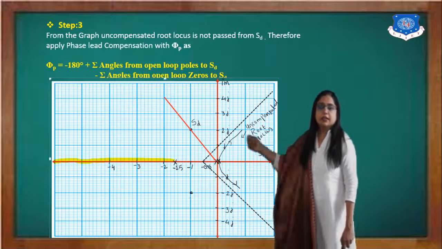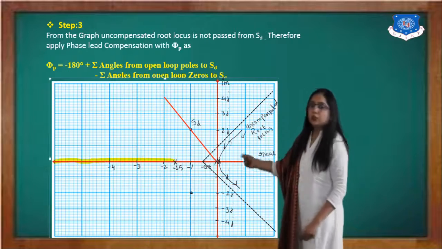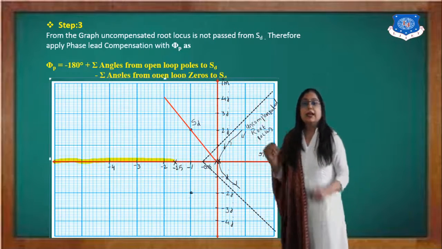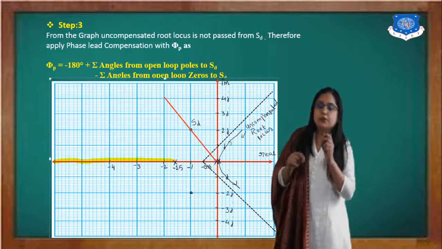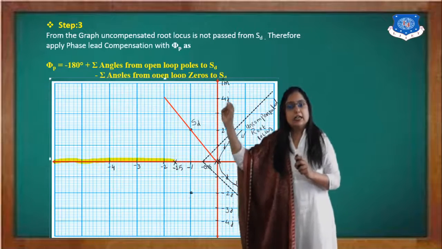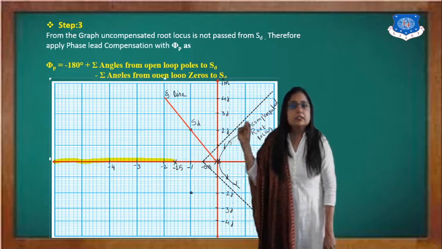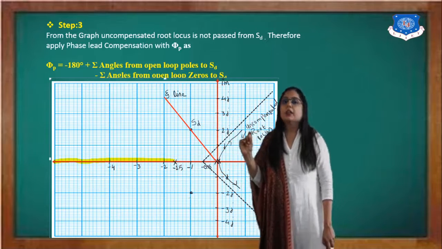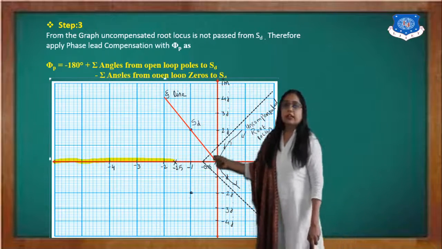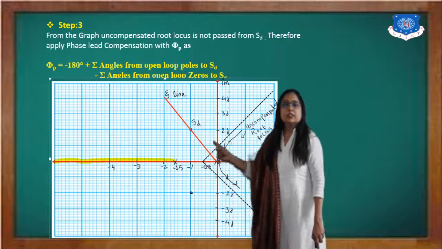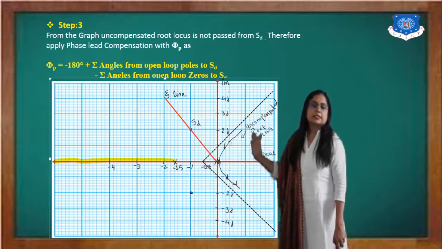See this line from this pole to SD. Whenever you draw a line from the origin to SD, that line is also known as the zeta line. And you have to measure this angle with respect to the real axis.